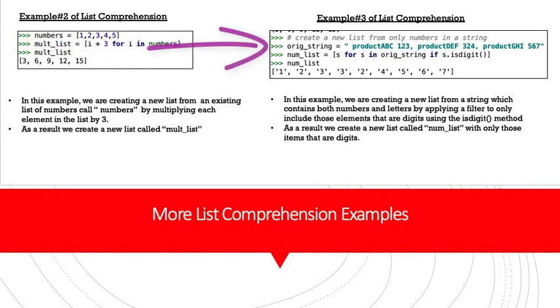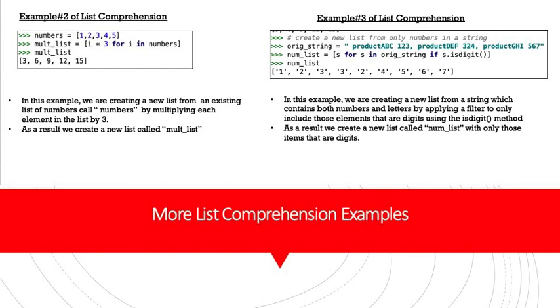On the right-hand side, we for the first time are going to use a filter. And the filter here is isdigit. So it tests to see if the particular character is a digit. If it is a digit, it's going to do something to it. If it's not a digit, it will leave it alone.